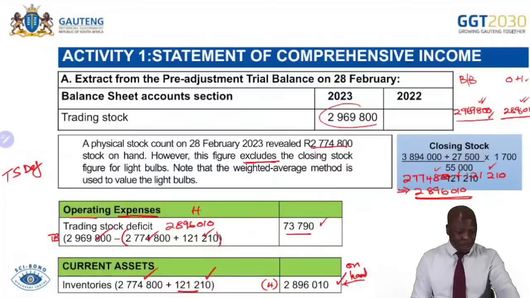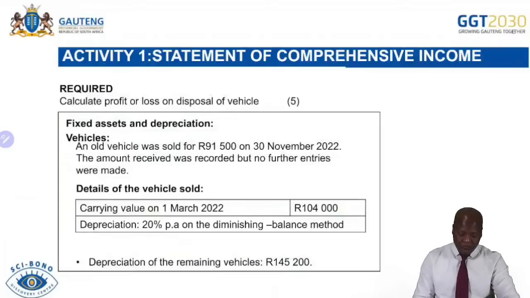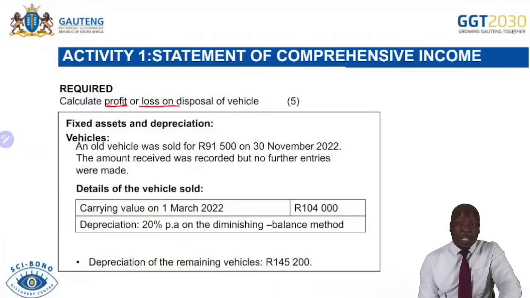All right, let's move on to the next adjustment and we see what the examiner wanted us to do. It says, required, calculate the profit or loss on disposal of vehicle. I like this kind of adjustments. Be ready. Make sure your calculator is closed. Let's see what they want us to do. Calculate the profit or loss on disposal of this vehicle.